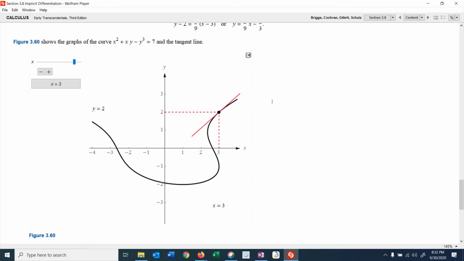You can kind of gauge whether the slope of this is 8/9. Certainly positive, and it appears to be close to 1, which 8/9 is close to 1. And then the y-intercept is certainly going to be a negative number down here, and it does appear like it might be close to negative 2/3, which is the y-intercept that we found.